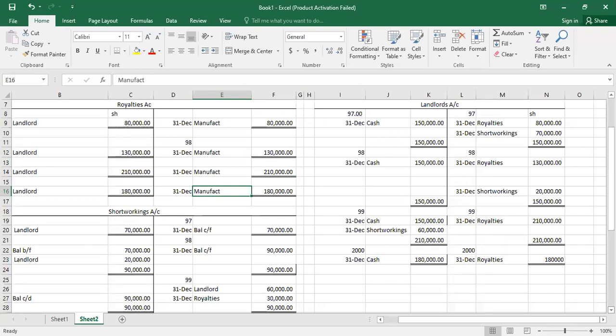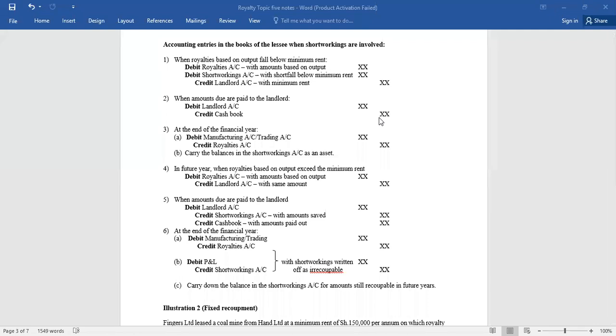I want us to look at a scenario where we have a floating recoupment, or where we've not been given the duration, so we can recoup until the end of the period. And in your notes, you'll see illustration 4. Let me stop sharing and get back to the notes. It's a lot of back and forth. So there we are.